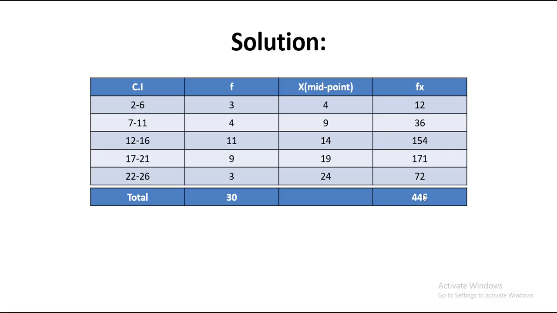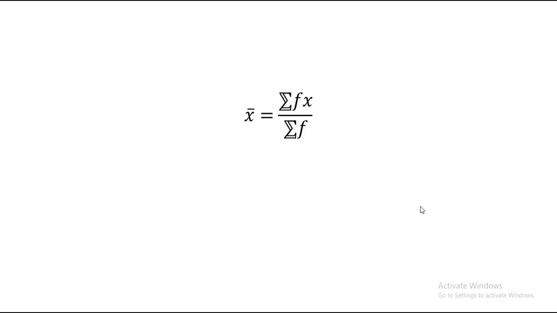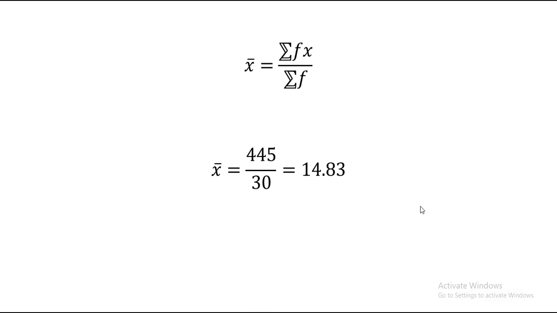That is how summation f and summation fx are calculated for a grouped frequency distribution. So the formula was x bar equals summation fx divided by sum of f, and since summation fx was 445 divided by 30, it gives me 14.83. So that is how you calculate mean for a grouped distribution.